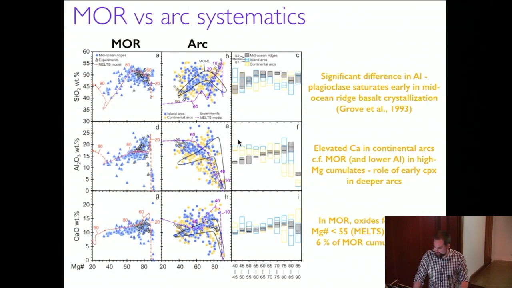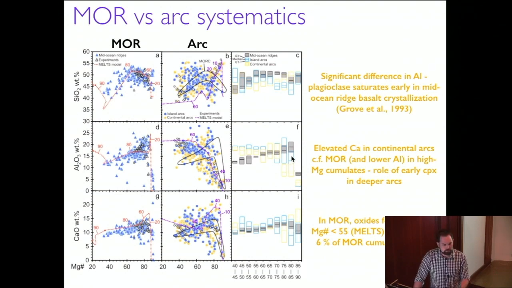If you compare on this last column mid-ocean ridges with island arcs and continental arcs, you'll see, for instance, that silicon doesn't show very much difference. It's fairly variable. But you see significant differences in aluminium and in calcium. Here, in the mid-ocean ridge environment, the median value for very primitive mid-ocean ridge cumulates, everything you see here is cumulate data, the most magnesium-rich or primitive cumulates have much higher aluminium content in mid-ocean ridges than in arc environments.